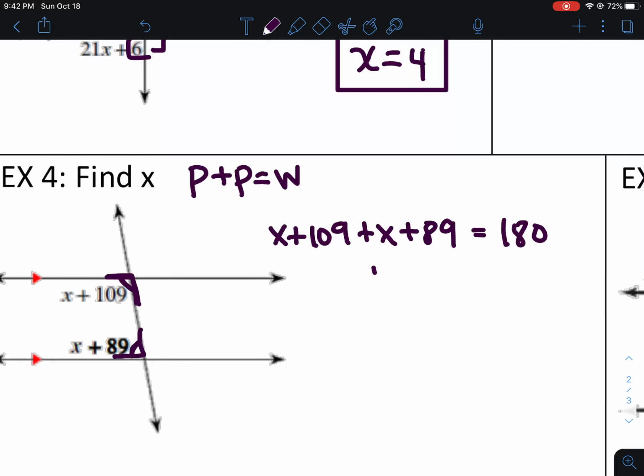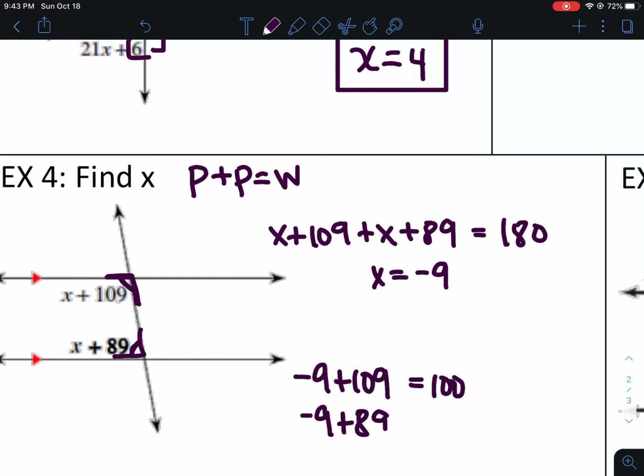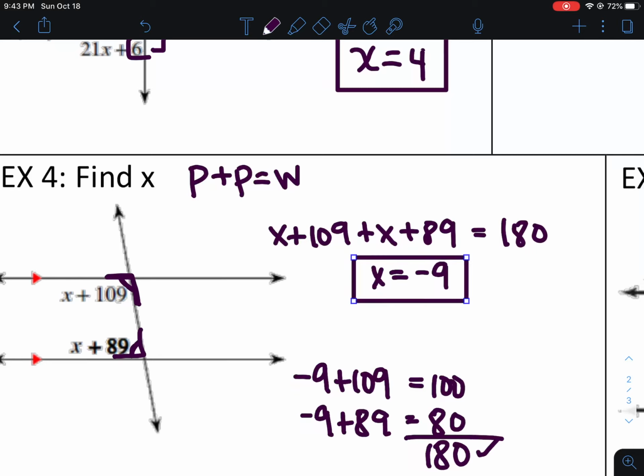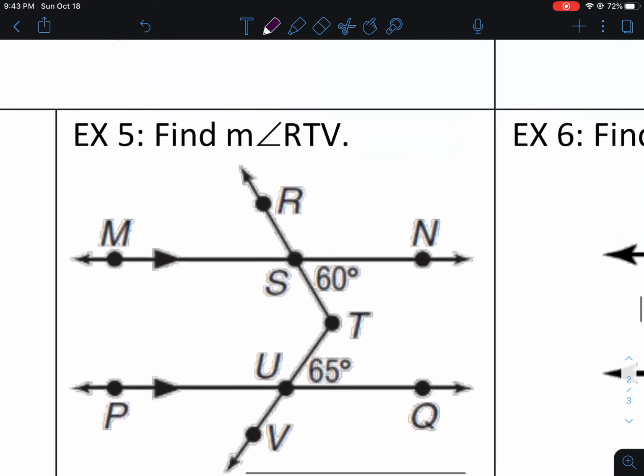So x equals negative 9. And if you're wondering how we got a negative, just plug it back in to make sure. Negative 9 plus 109 is 100. Negative 9 plus 89 is 80. If I add them, I get 180. So we're good. Next we're going to move on to example 5.